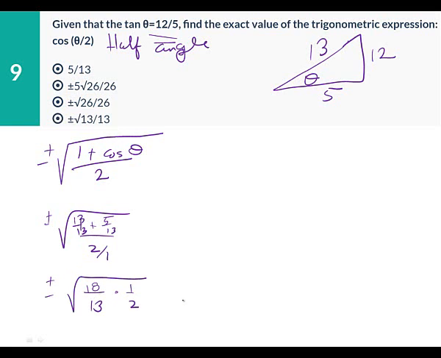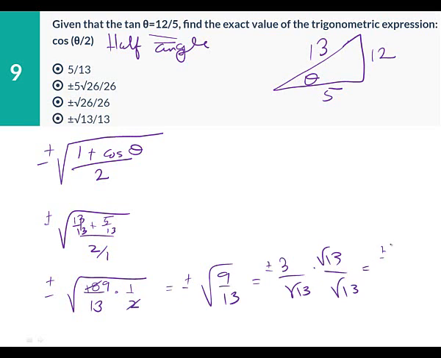So I'd make it 1/2. Let's see, 2 goes into 18 how many times? 9. So now I'm down to the square root of 9 over 13. What's the square root of 9? 3 over the square root of 13. Likely they would probably rationalize their answer if we had multiple choice, right?